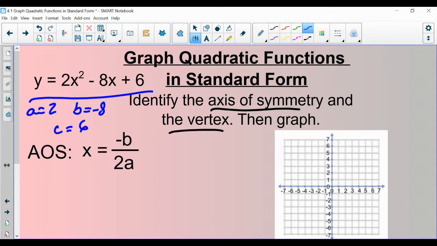So when we want to find the axis of symmetry, it is going to be x equals negative b. Well, b is already -8, so this would be -(-8), which we know is +8, right? And our denominator would be 2 times a. Well, the a value is 2, so 2 times 2 is 4. So we get 8 over 4. Our axis of symmetry here is the line x equals 2.